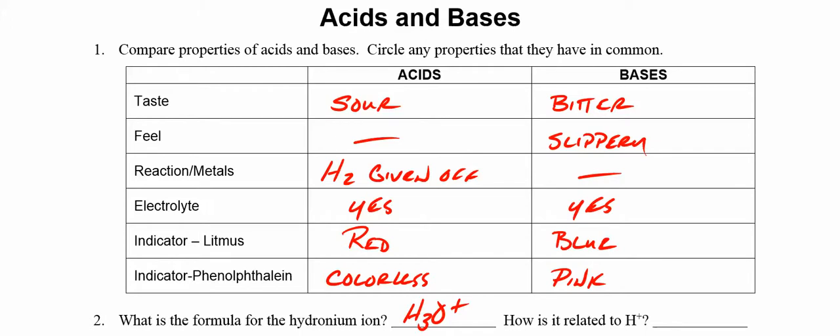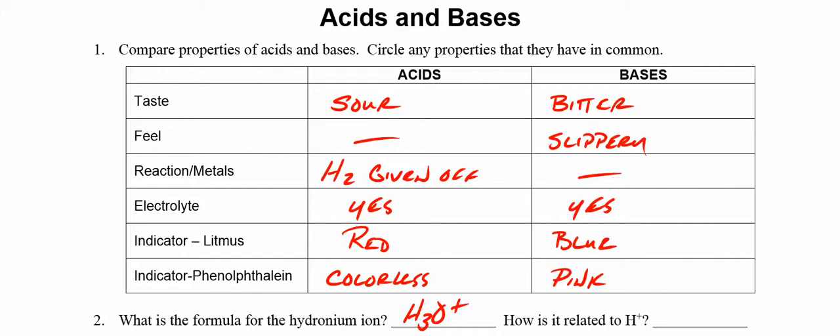So here we go. We're to compare the properties of acids and bases and circle any properties that they have in common. So we're going to start with taste. I want you to know that acids have a sour taste. So citrus, for example, is an acid. Bases have a bitter taste. Sodium bicarbonate or baking soda has a bitter taste. Acids, well, they just feel watery. When you put your fingers into them, they just feel like water.